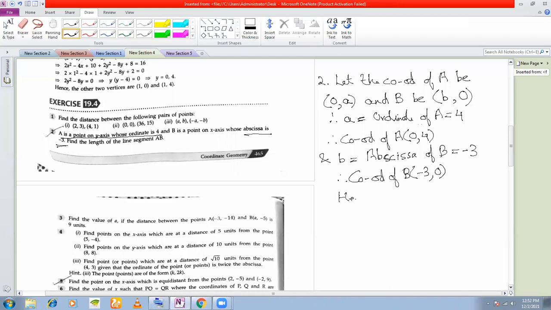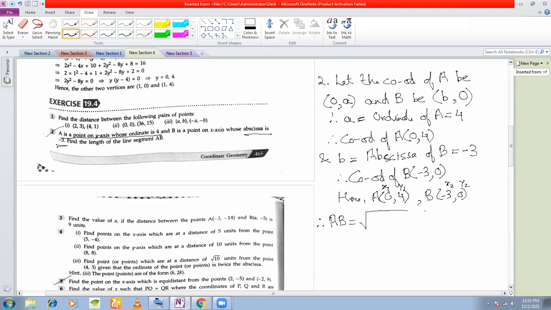So what are the points here? Here, A is the point (0, 4) and B is the point (-3, 0). So let's take this as x1, this as y1, this as x2, this as y2. You can take in any order also you want. If you want to take B as x1, y1, you're welcome. Okay. So what is the length of the line segment AB? Use the distance formula.